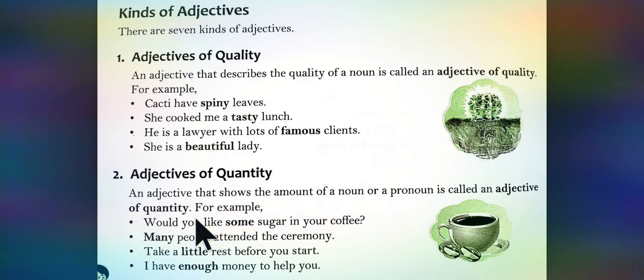Now let's try to understand with a second example. Many people attended the ceremony. So it is telling about the amount of the noun, how many people, many people. So here it is an adjective of quantity.